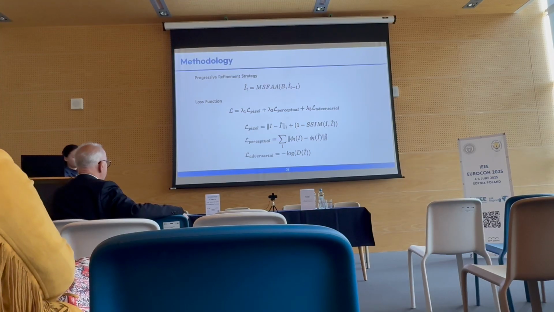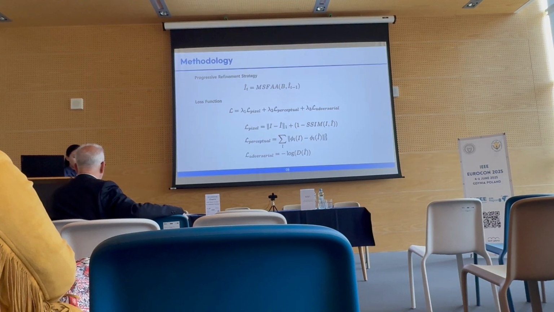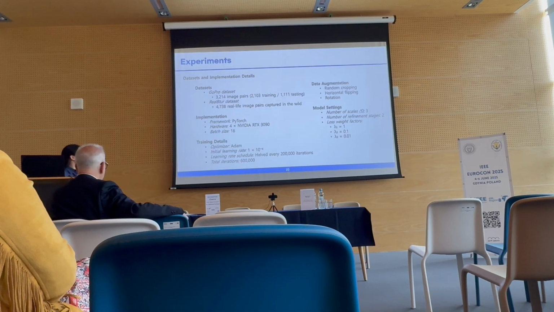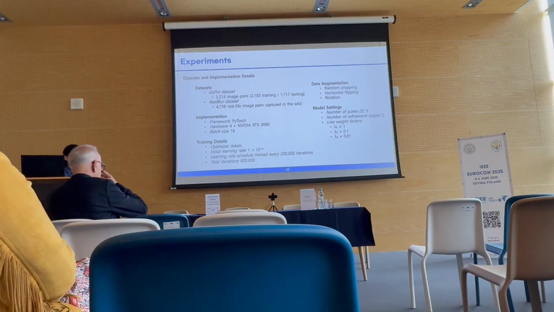Lambda 1, 2, 3 are weighting parameters, and the pixel-wise loss includes L1 and SSIM losses. The perceptual loss measures the difference between feature representations of the ground truth and predicted images using a pre-trained VGG network. The adversarial loss encourages the network to generate realistic, sharp images.